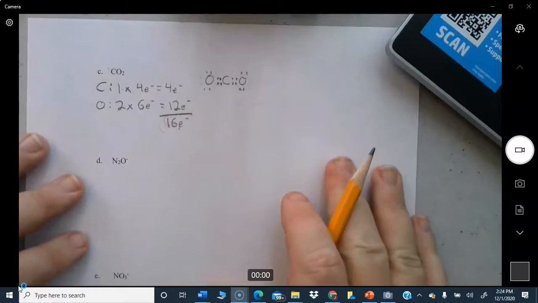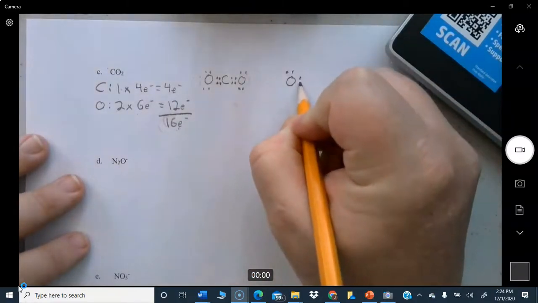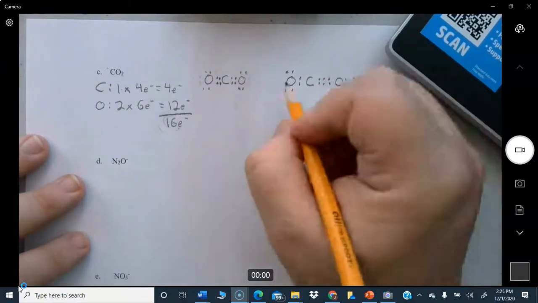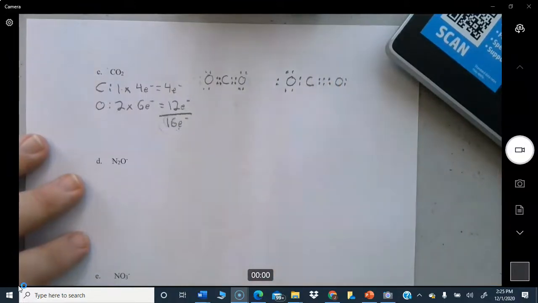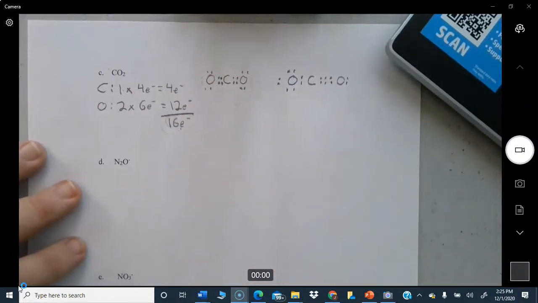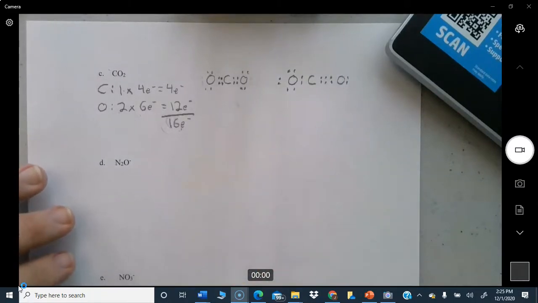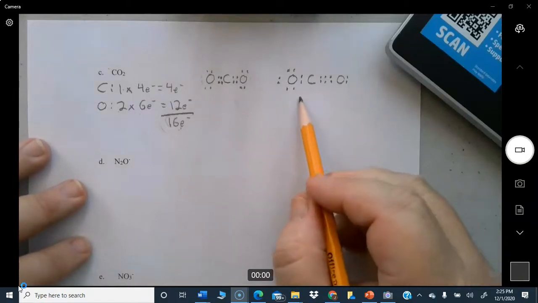However, there's another possible arrangement that you could have done, and it's this one. Okay, so we have 8 around carbon. We have 8 around this oxygen. That also meets the requirements. There's 16 electrons used, and each of the elements has an octet. So we're going to use formal charge to analyze each of those.